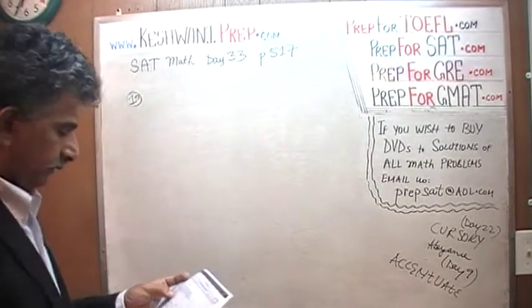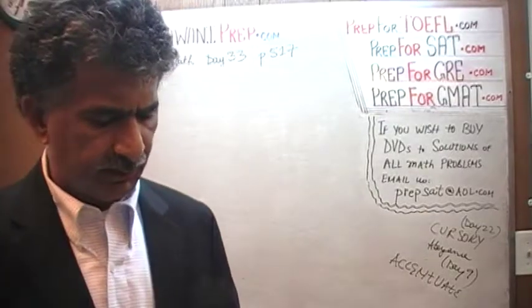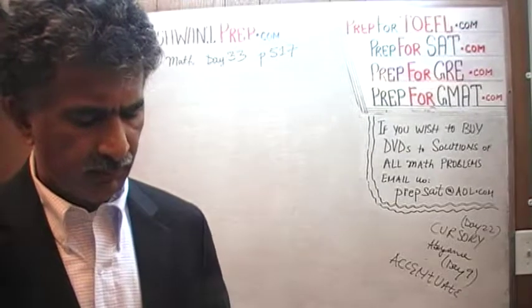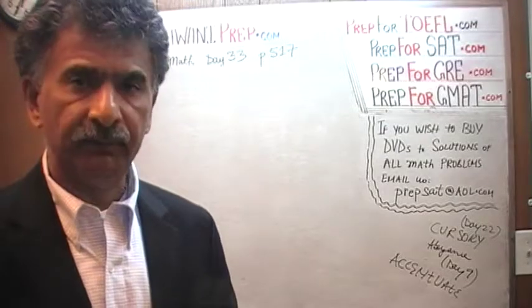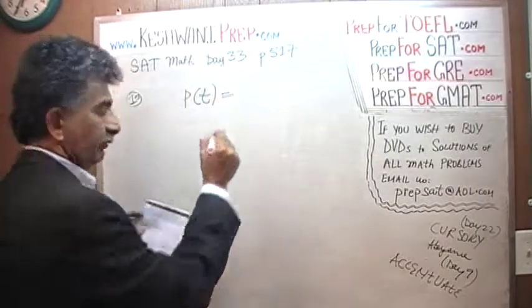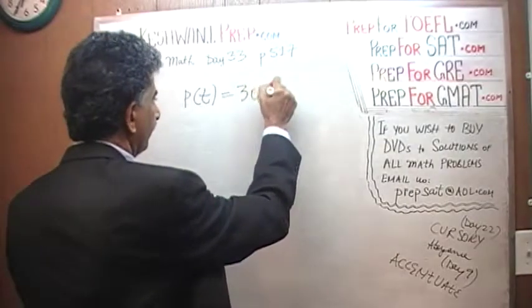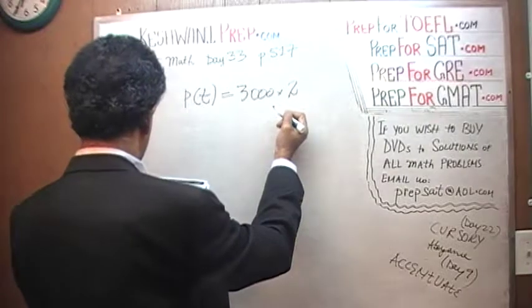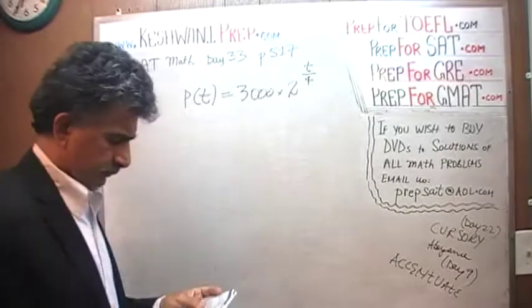Number 10, we are told that some organisms are being cultured in a biology lab. The population of the organism in the culture T days after the culture began is modeled by the function above. So the function that they're giving us gives us the population of the organism, population of bacteria, whatever it is, by this equation. 3000 times 2 raised to T over 4. Oh man, it's so difficult to read. T over 4.